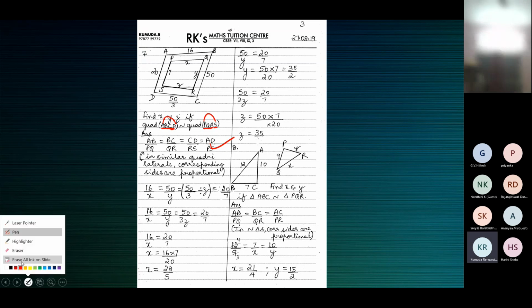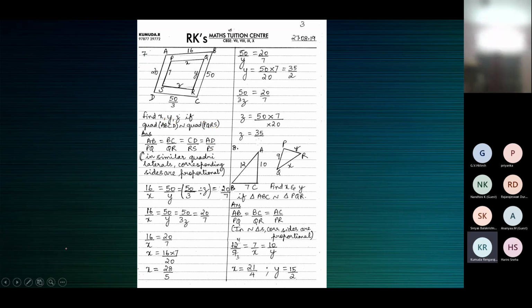Because in similar quadrilaterals, the corresponding sides are proportional. Like in triangles, here also, the corresponding sides are proportional and the corresponding angles are equal. So we have this proportion because the quadrilaterals are given to be similar. So you can write this proportion, substitute the values and find the values of X, Y, and Z.